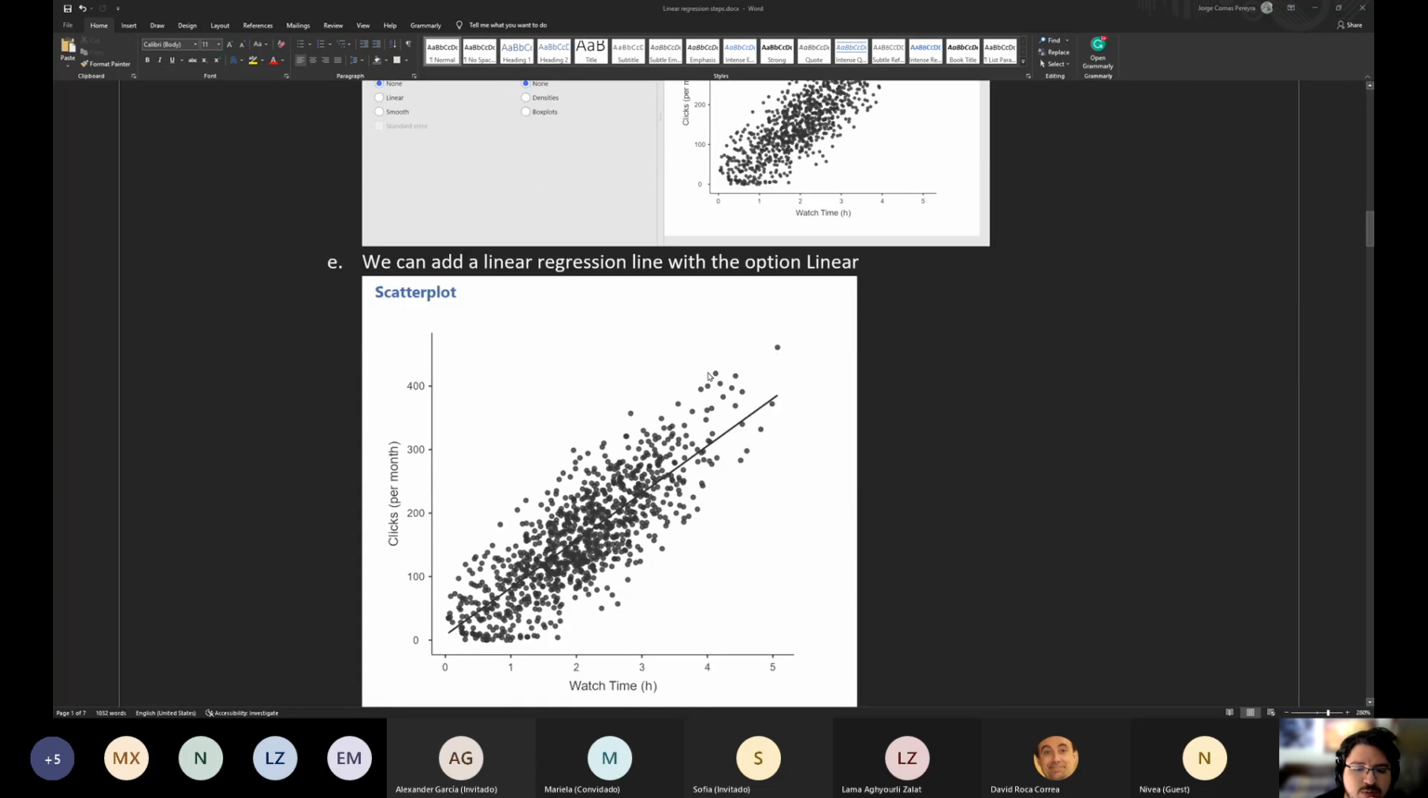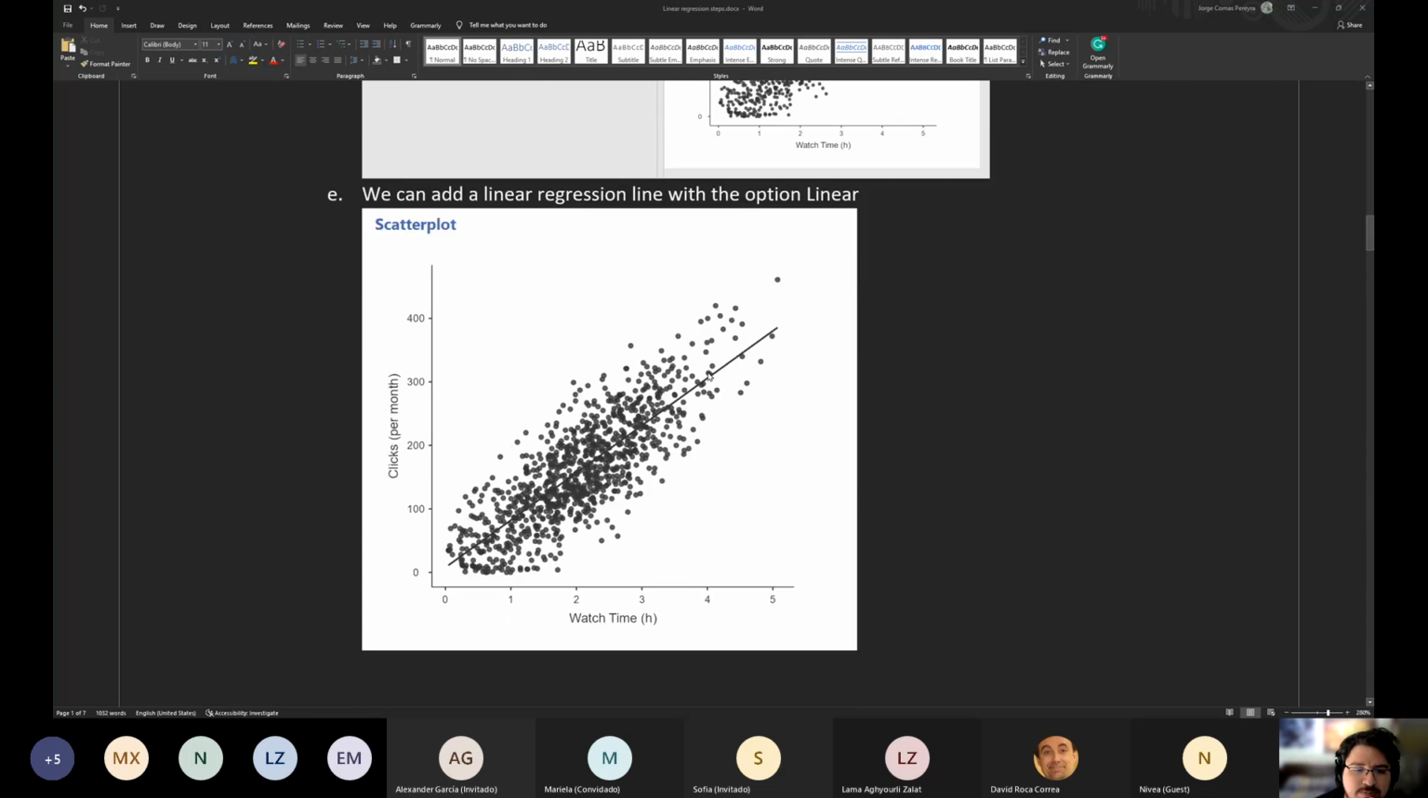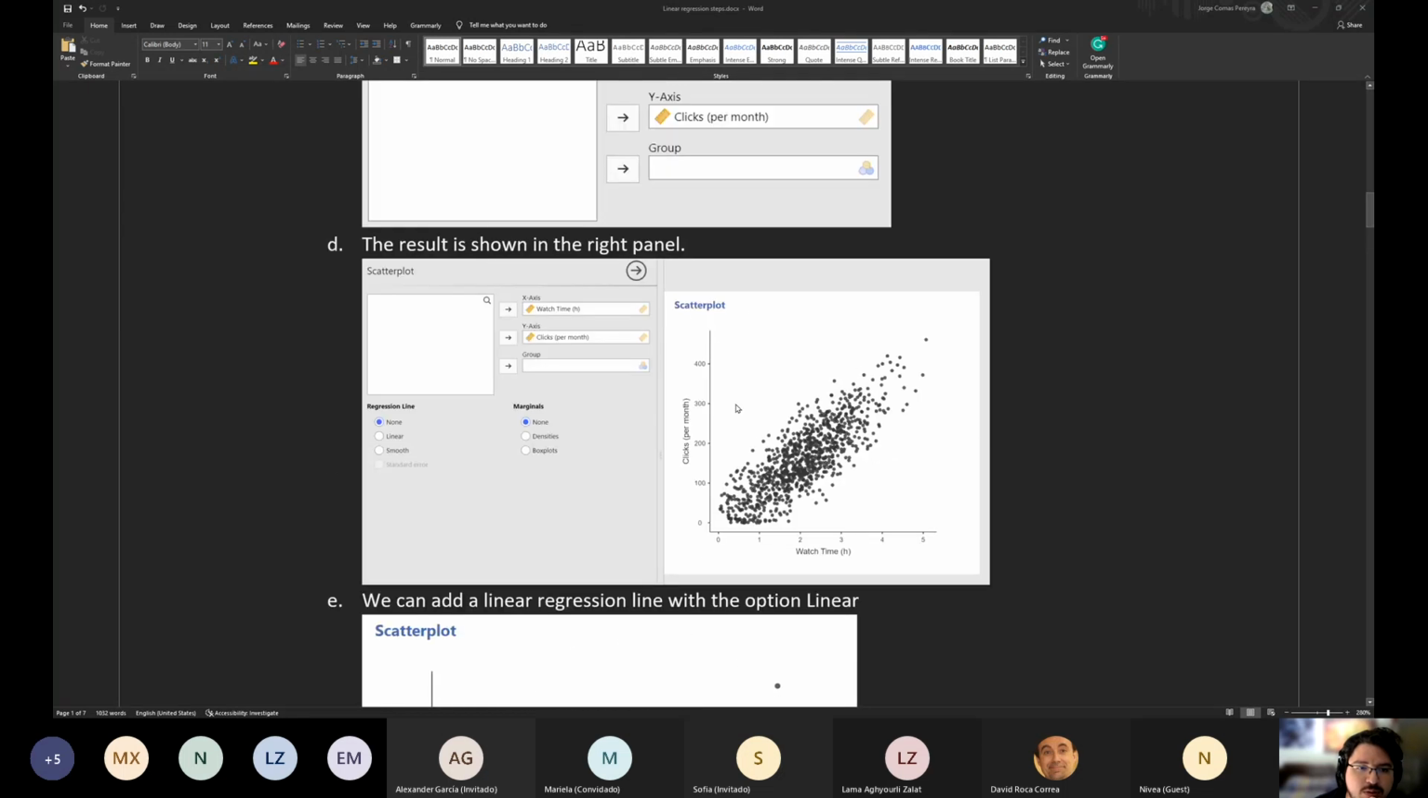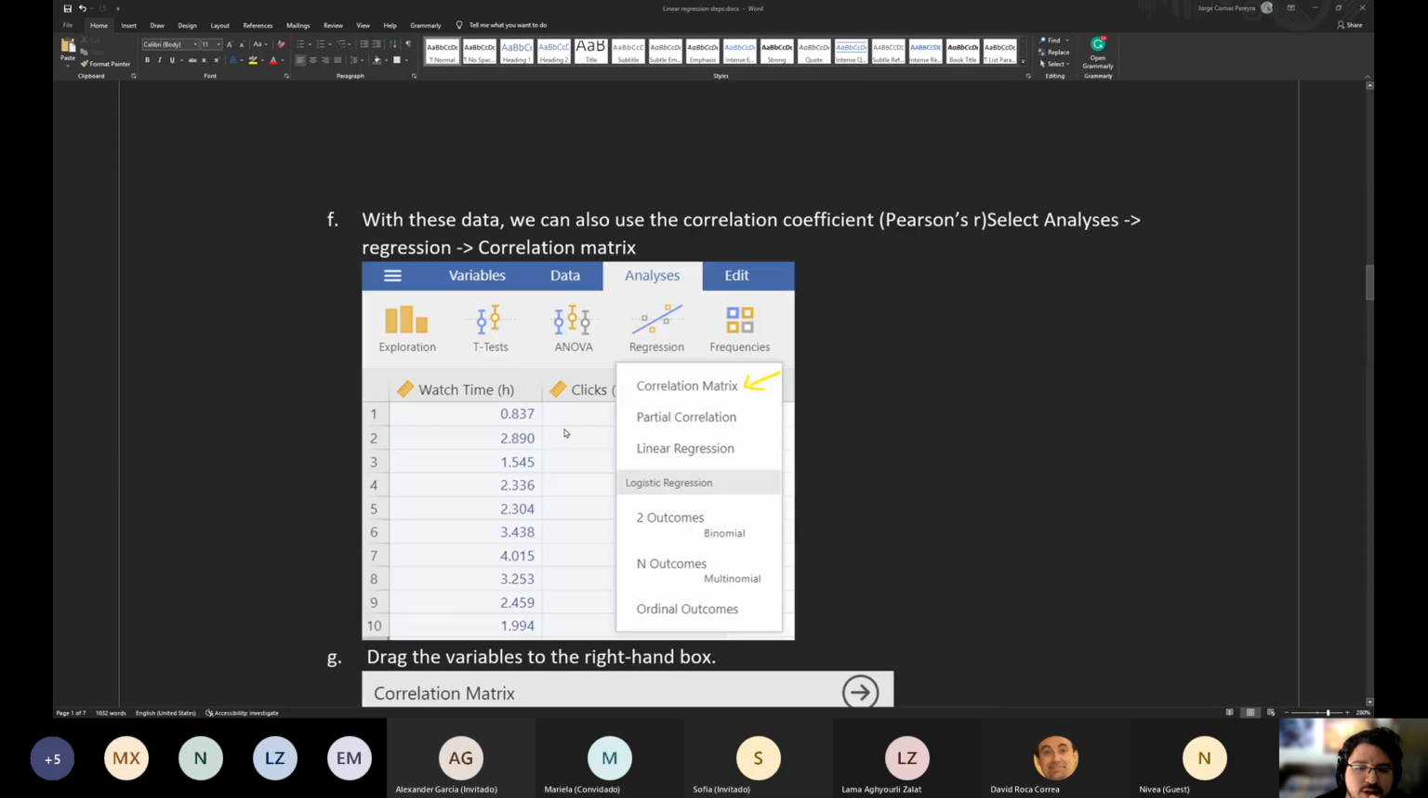Draw the scatter plot. We may draw a line. This is just a thing that we can do. It's not really relevant because we don't have information about this line in this particular tool, in the scatter plot tool.